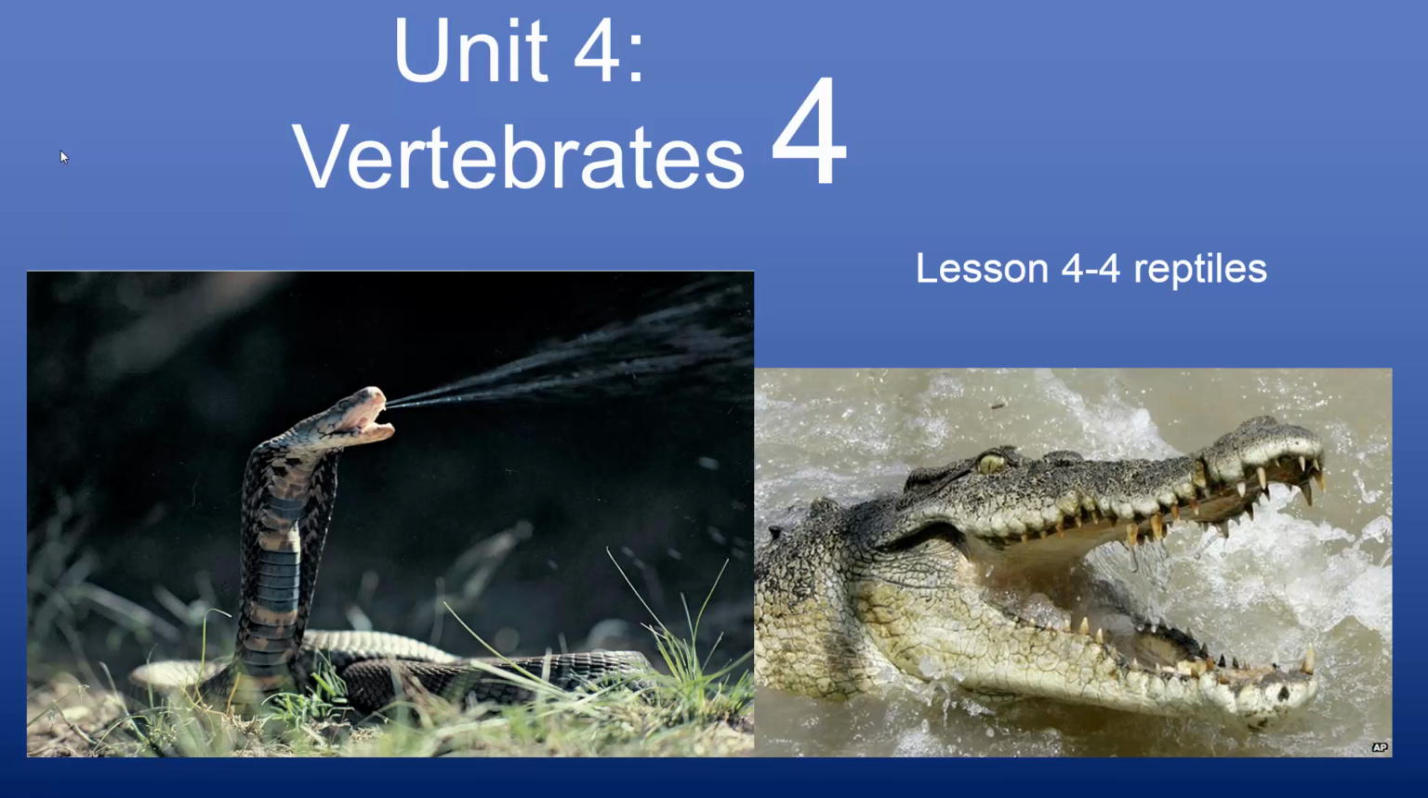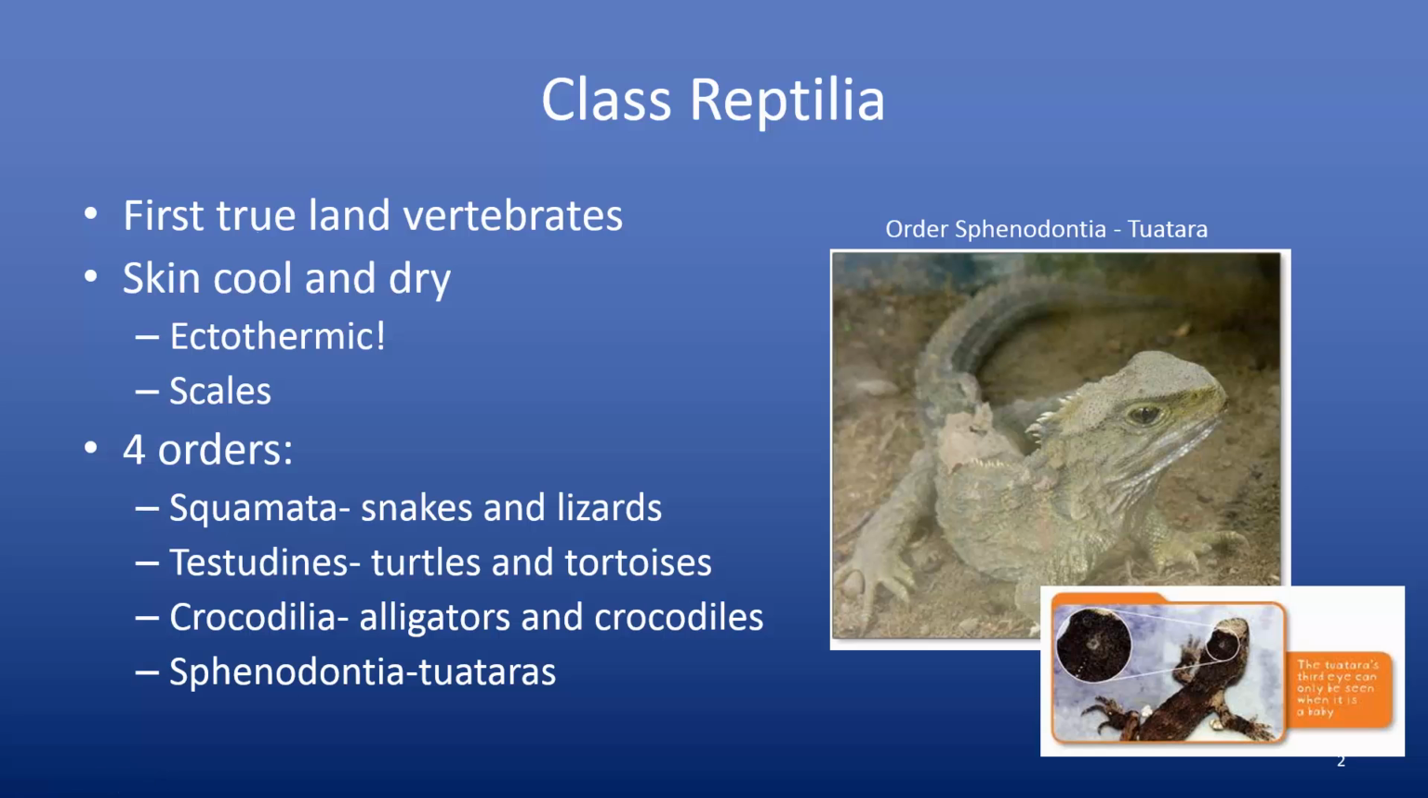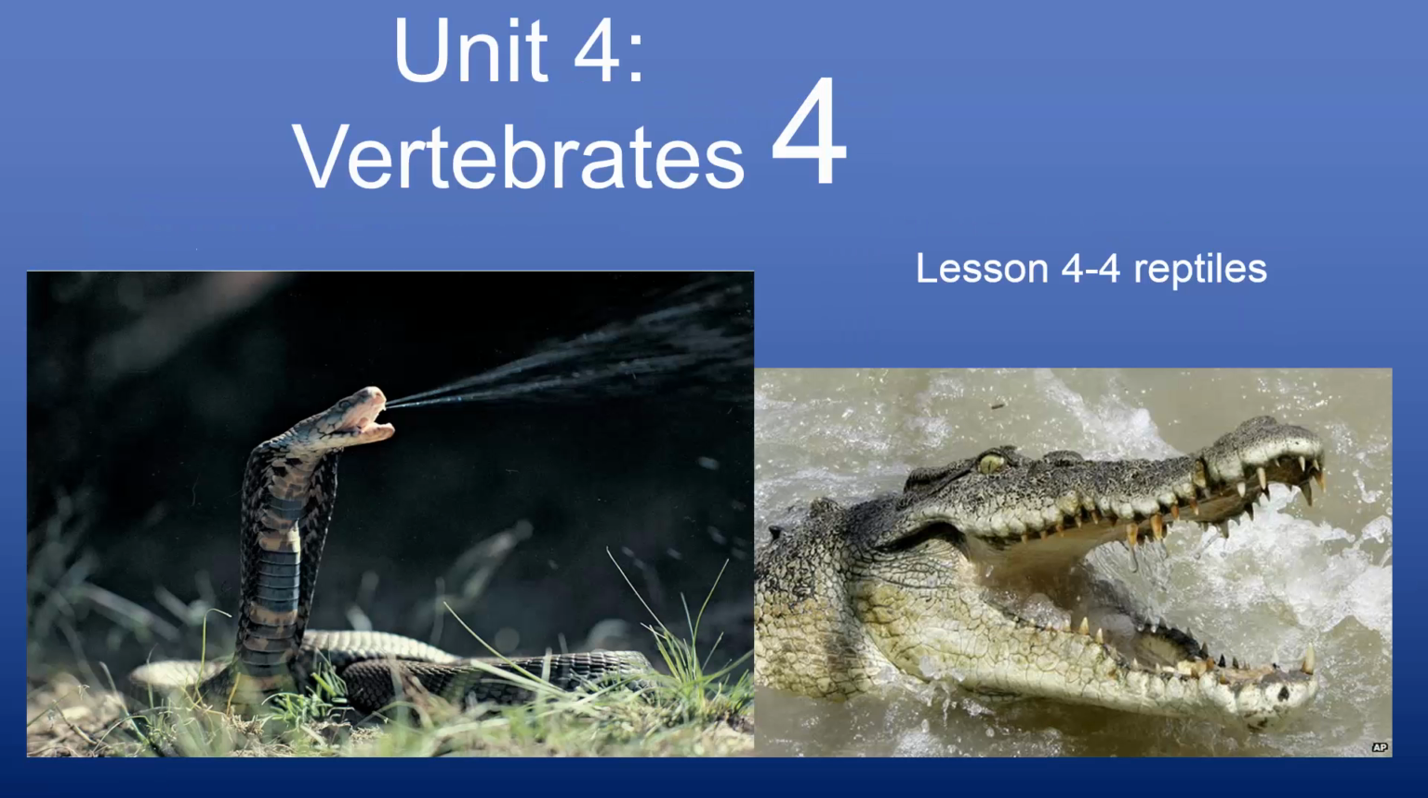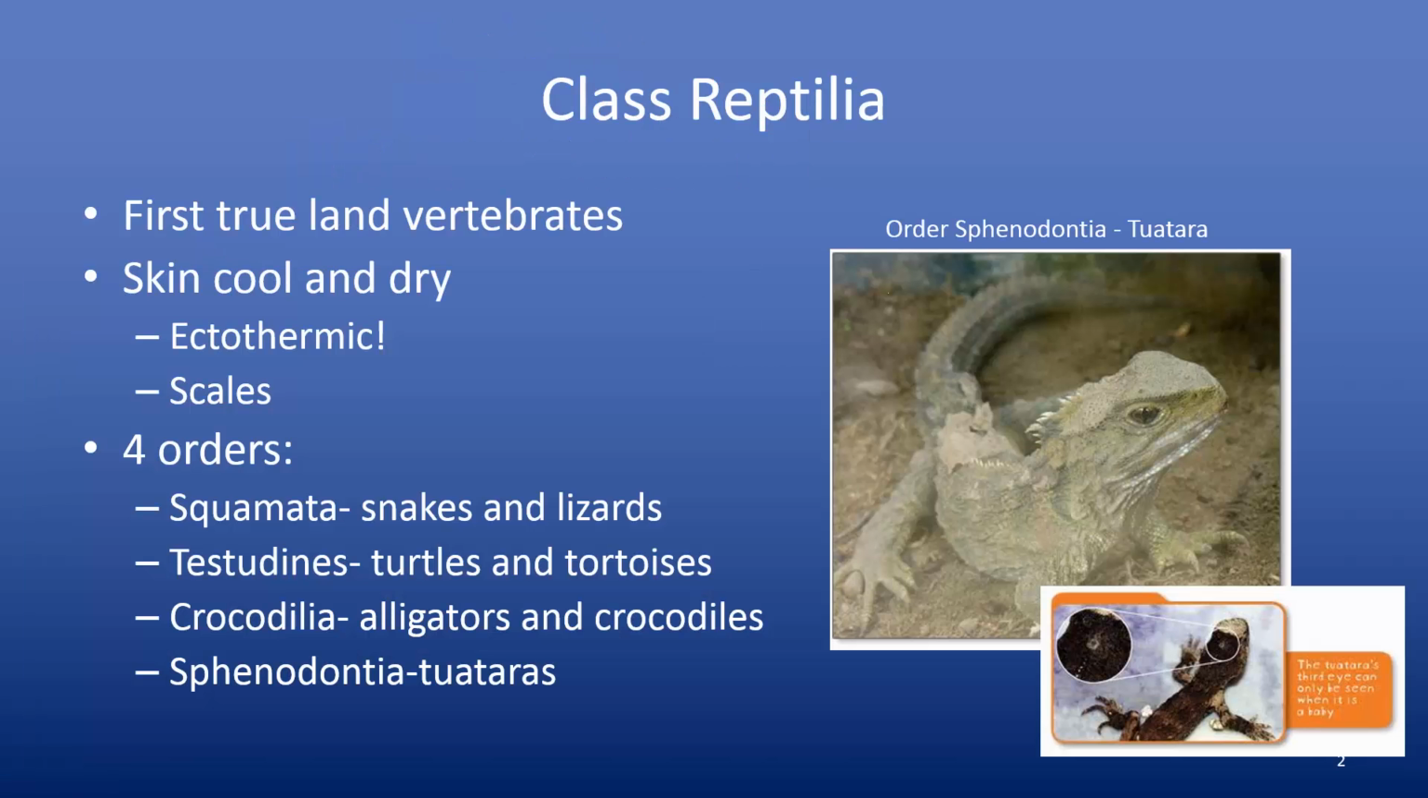Hello, and in this lesson we are going to tackle lesson 4 in our 4th unit on vertebrates, and this is going to focus on the reptiles. That's right, our good friend, our spitting cobra, and the saltwater or estuarine crocodile. Let's get started. We are now in class Reptilia.